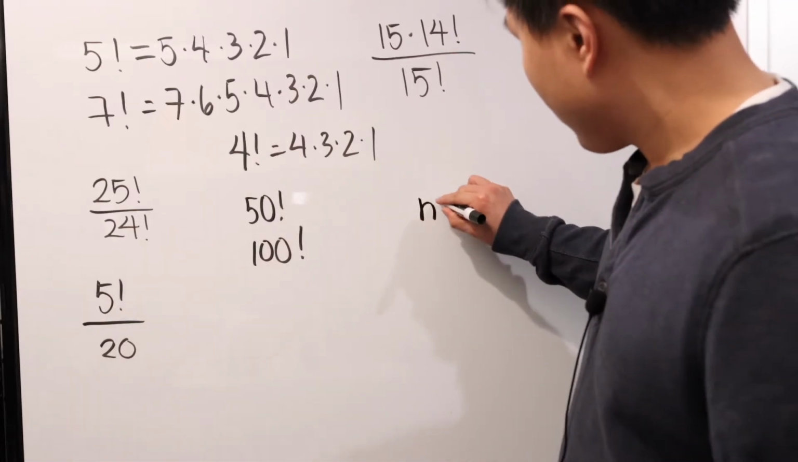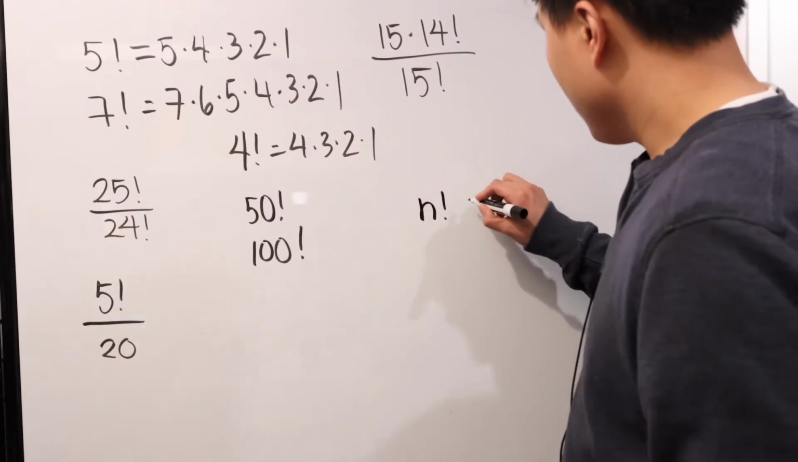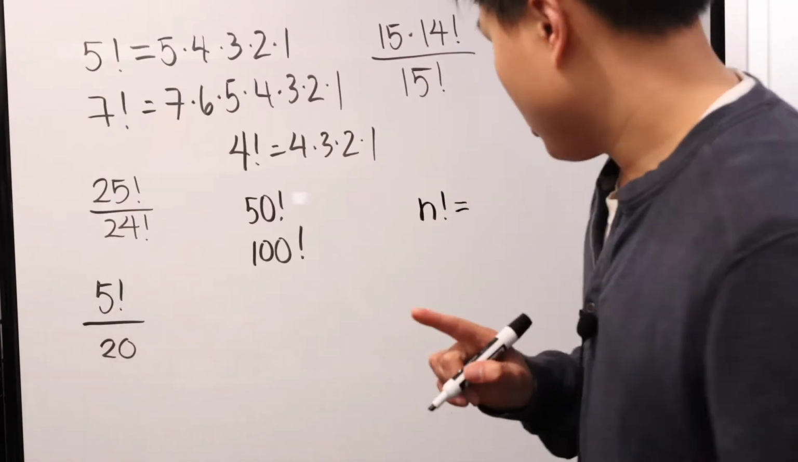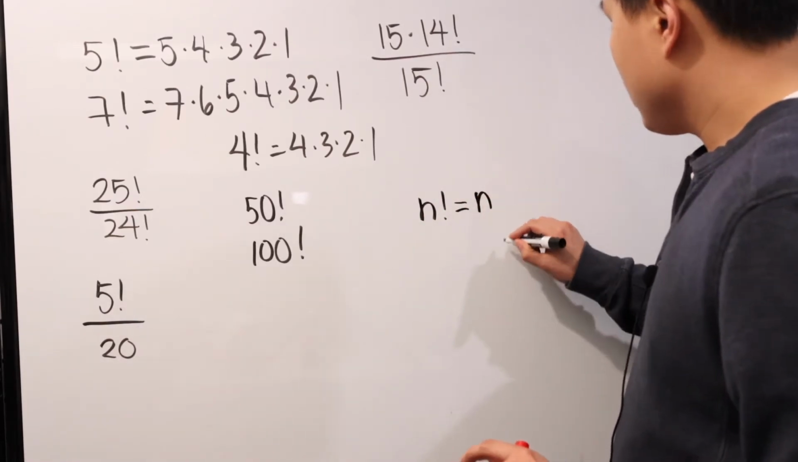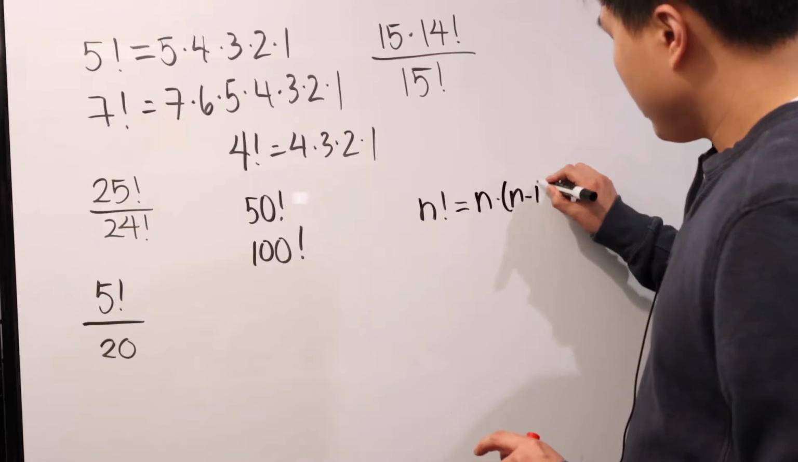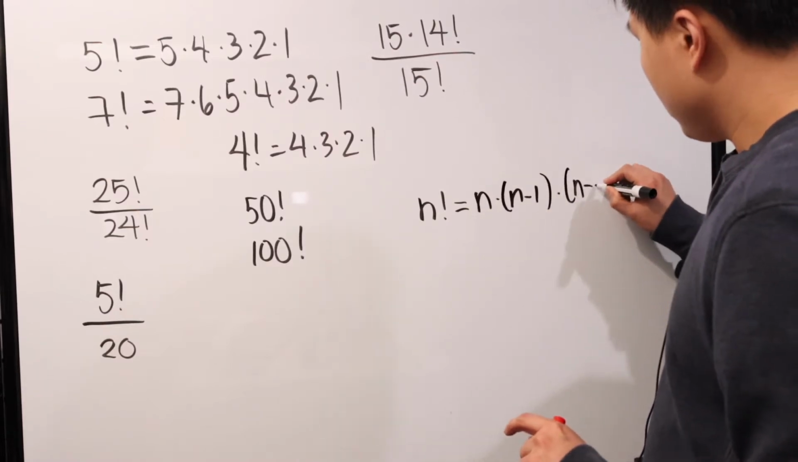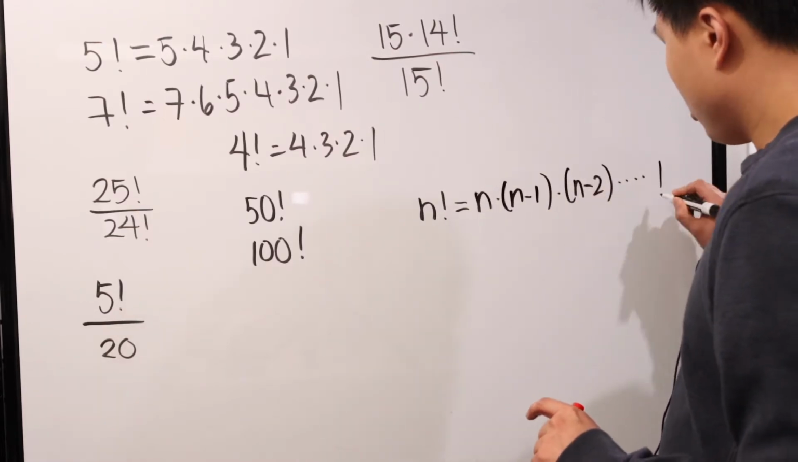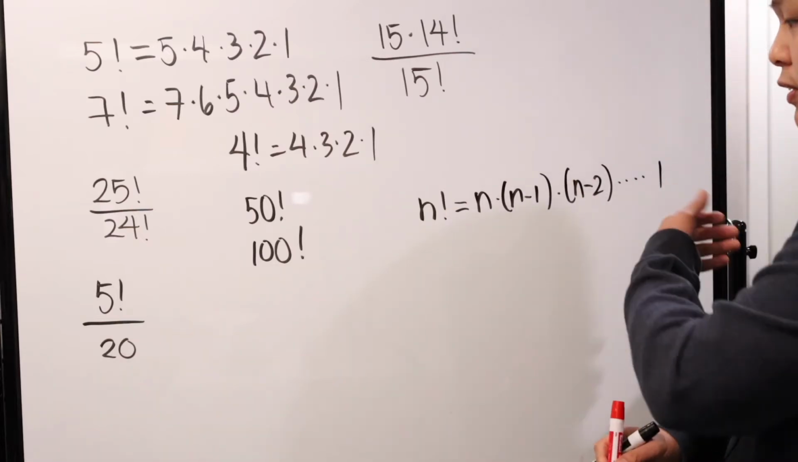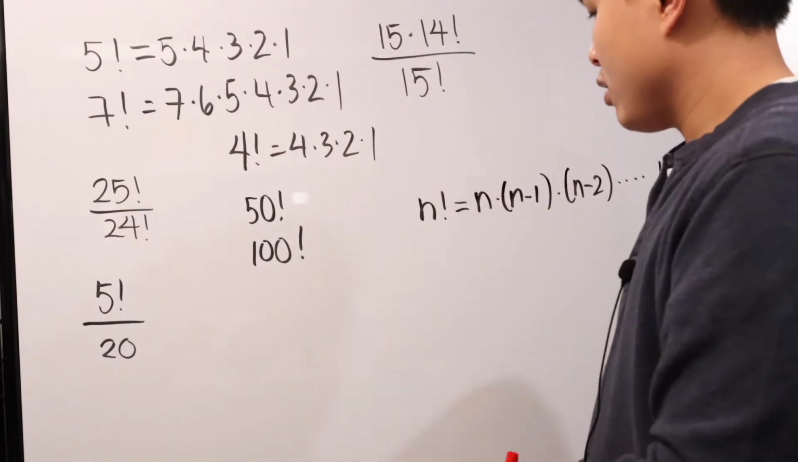If you have n factorial, n as some variable, some number, notice that they always have to be whole numbers. That's basically going to be n times n minus 1 times n minus 2, and then all the way until 1, which you can sort of guess. That's just the definition of factorial as well. So if you guys wanted the formula, there it is.